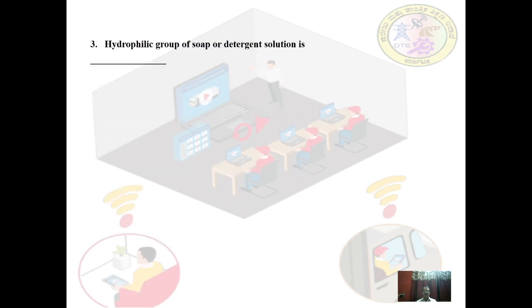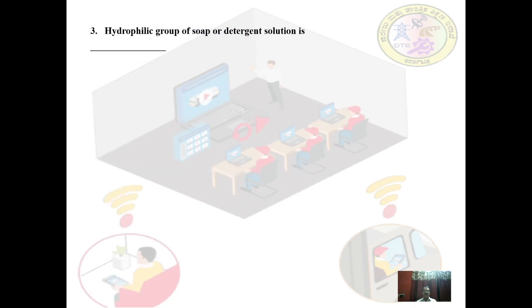Question number 3. Hydrophilic group of soap or detergent solution is dash. Options are A. Water hating, B. Soil loving, C. Water loving, and D. None of these. The right answer is that the hydrophilic group of soap or detergent solution is water loving. Option C is the right answer.